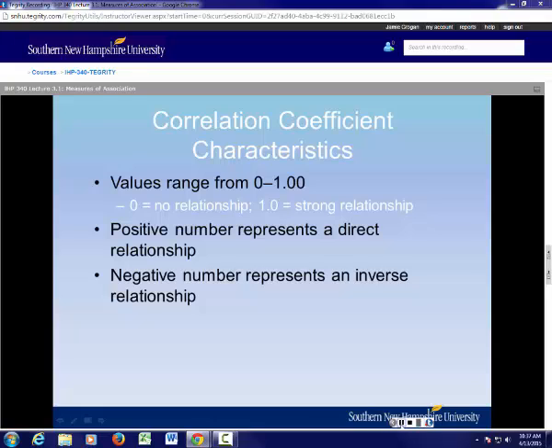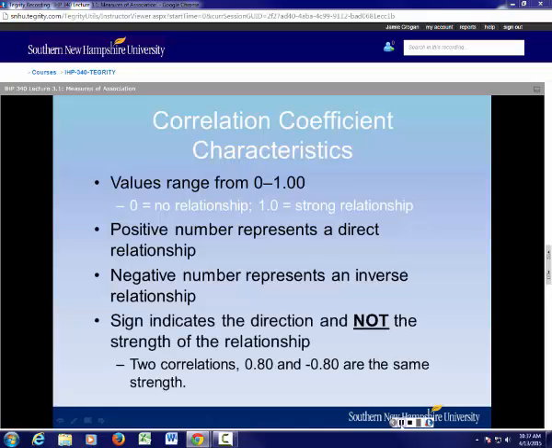So for the two variables, if the r is positive, these two variables are related directly, meaning a higher score on one variable relates to a higher score on the other, and vice versa. A negative number is an inverse relationship, meaning a high score on one variable is related to a low score on the other, and vice versa. So that positive or negative sign only indicates direction, it does not indicate strength.